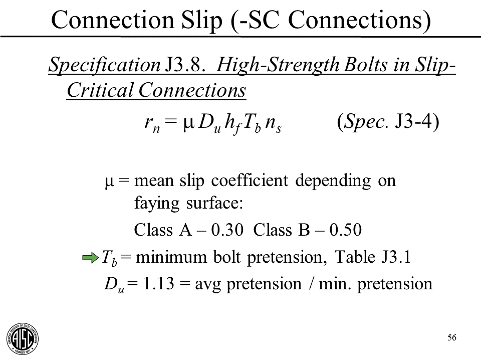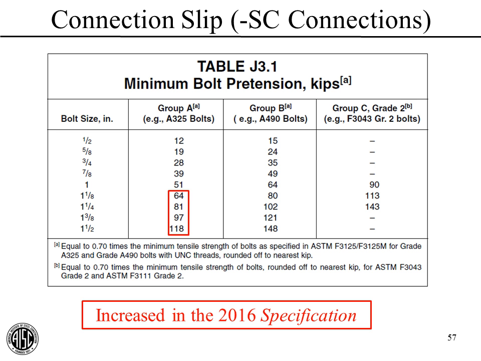Okay, T sub B is the minimum bolt pretension. That's here, the minimum bolt pretension. So let's see that table, J3.1. It's here. And you can see the minimum bolt pretension is a function of the bolt size and the group. So you can see for a 3/4 inch bolt, it's very common. For group A, this is probably the most common one, we would have 28 kips per bolt. Note here we've highlighted ones that have changed.